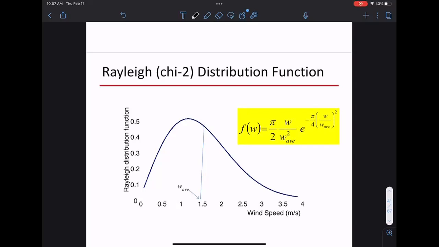So let's stop here today. The next class we'll finish this probability, then we'll go back to look at operations.